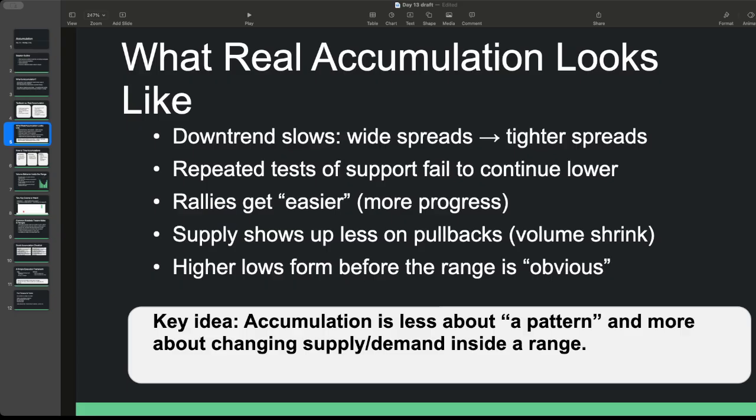The key idea is accumulation is less about a pattern, right? It's not really about a pattern that you're looking to trade. It's more so about supply starting to decrease and demand starting to pick up as we build out inside a range and we get closer and closer to the breakout. And once we break out of an accumulation, we enter what is called a stage 2, as we mentioned in the market cycles session, right?